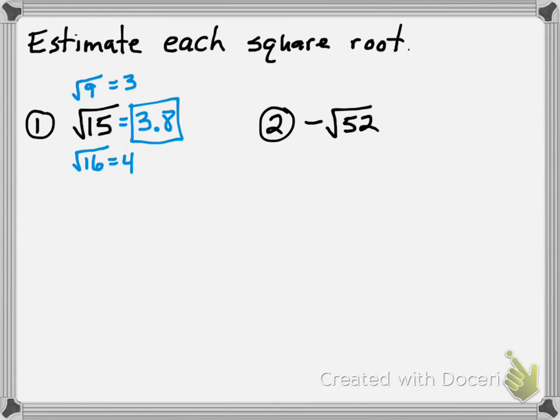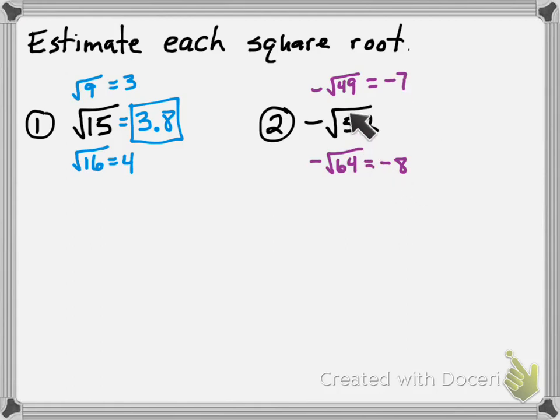Again, I'm looking for perfect squares around 52 this time. Okay, so I use 49 and 64. Now notice, since this one was negative square root, I just made these negative square root and negative square root. Doesn't really change what I'm doing. Alright, and the negative square root of 49 is negative 7. The negative square root of 64 is negative 8. So I know I'm in between negative 7 and negative 8.